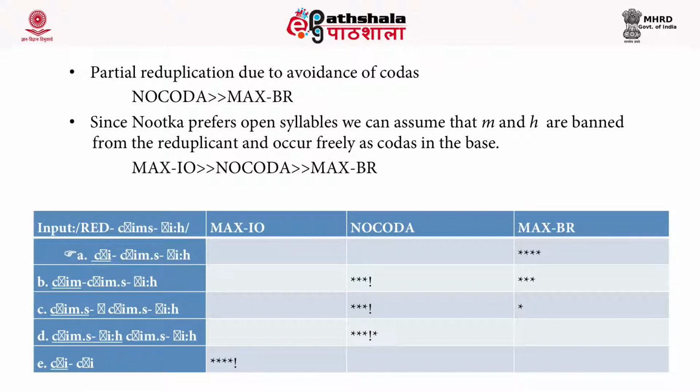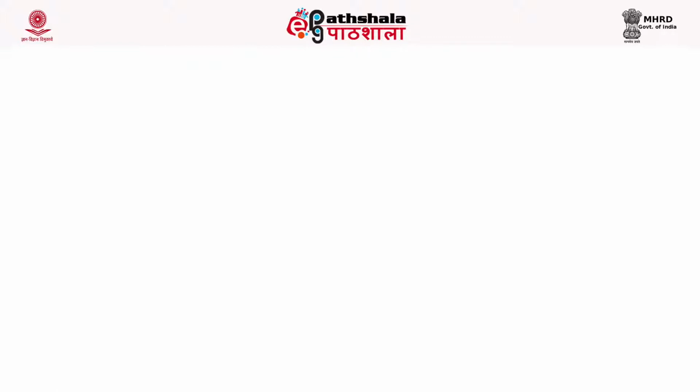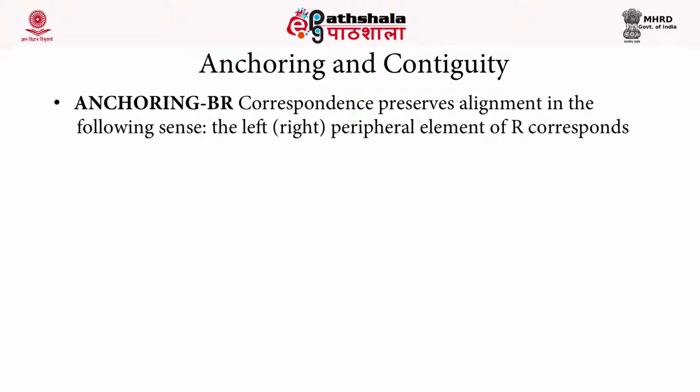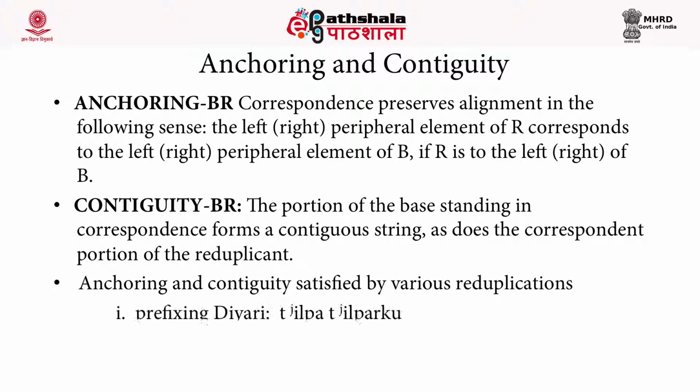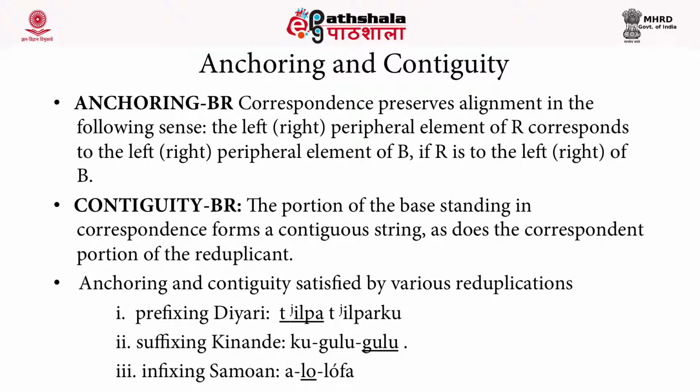Now we are going to talk about two more constraints, which are Anchoring and Contiguity. These are also faithfulness constraints. What Anchoring says is that if a sound is the left peripheral element of the base, it has to be the left peripheral element in the reduplicant, and if it is the right peripheral element of the base, it has to be the right peripheral element of the reduplicant.